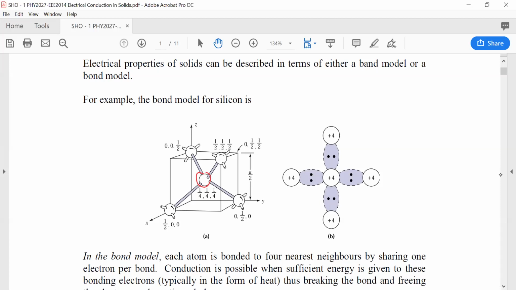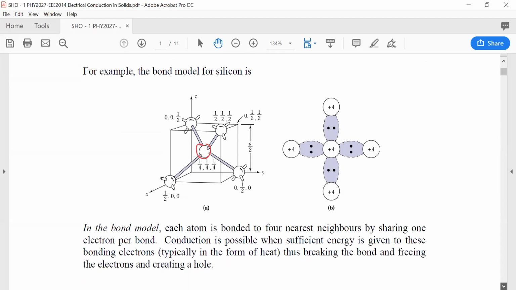And 1 electron is shared with each of the bonds. And this makes the bond arrangement stable. There's 1 associated electron with each bond. But the electrons are not strongly bound to the atom, and that means that when they're given enough energy, for example in the form of heat, the bond can break. This frees the electrons from the atom and enables it to move around the crystal, but it also leaves behind a hole where the bond was broken, and that's where the electron used to be in the bonding arrangement. So that's what those pictures are really showing.